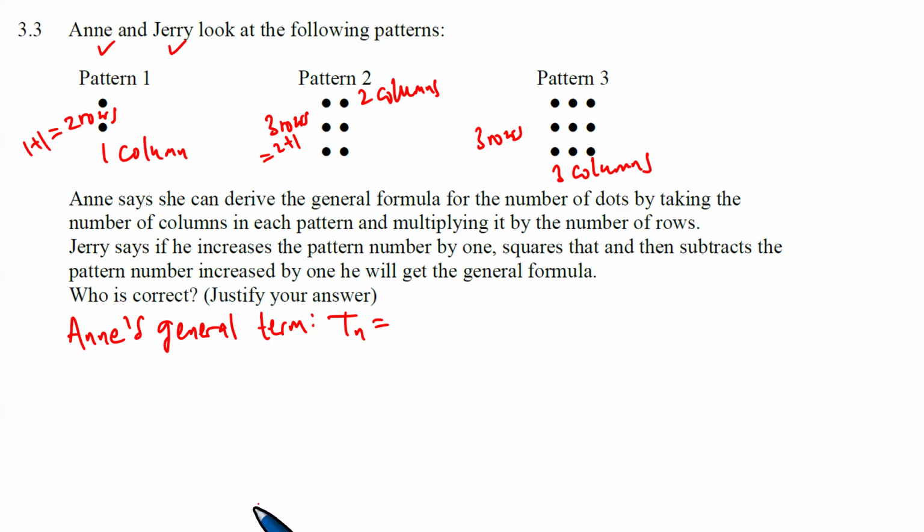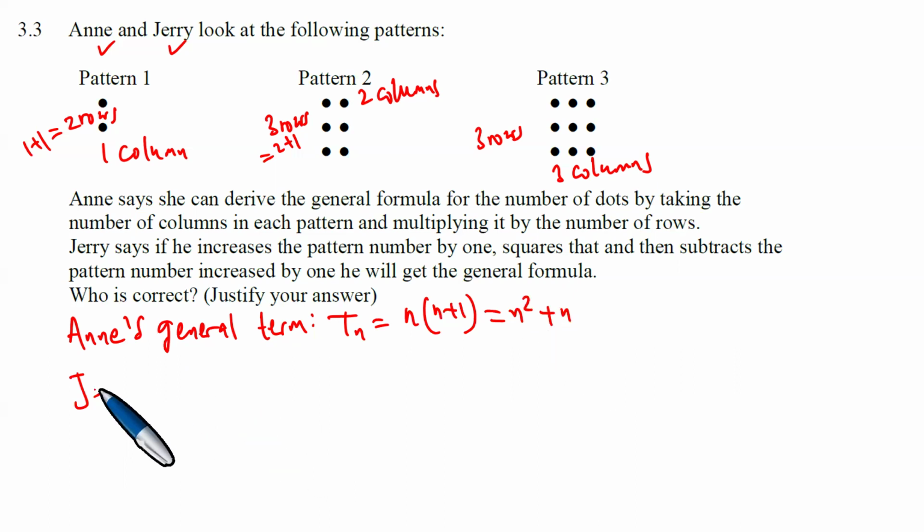So anyway, what Anne is saying is that Tn is going to be the number of dots taken by the number of columns in each pattern multiplied by the number of rows. So you have the number of columns n and the rows are n plus 1. You can write this as n times n plus 1, which is n squared plus n. Okay, let's look at Jerry.